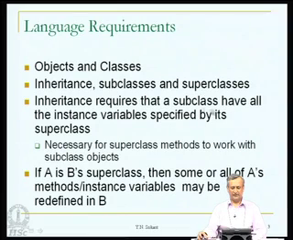Inheritance requires that a subclass have all the instance variables specified by its superclass. In other words, if the superclass has 3 variables which are declared, then every subclass of this superclass will have all these 3 variables in it. This is necessary for the superclass methods to work with subclass objects.